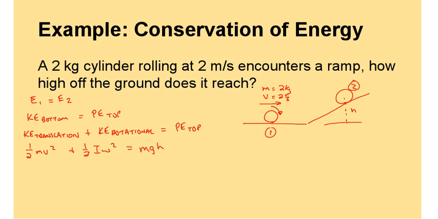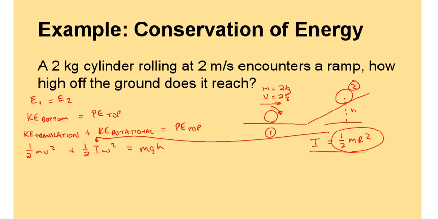All right. You can see that I is in there. We're going to have to figure out the moment of inertia of this thing. So I look it up on the table. The I is 1/2 mr squared, and we can make that substitution right there. They didn't give me omega, so I'm going to have to do something for that as well.